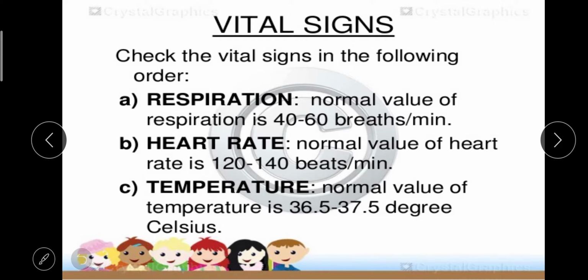The first one is vital signs. Check the vital signs in the following order. First one is respiration. The normal value of respiration is 40 to 60 breaths per minute. Next we are going to check the heart rate. The normal value of heart rate is 120 to 140 beats per minute. Temperature: the normal value is 36.5 to 37.5 degrees Celsius.